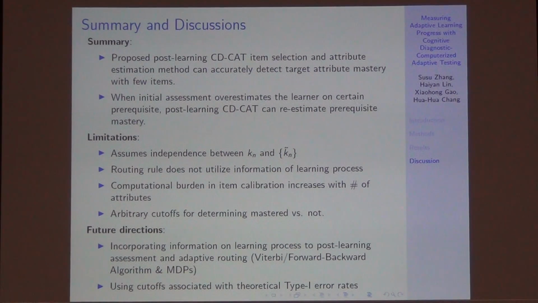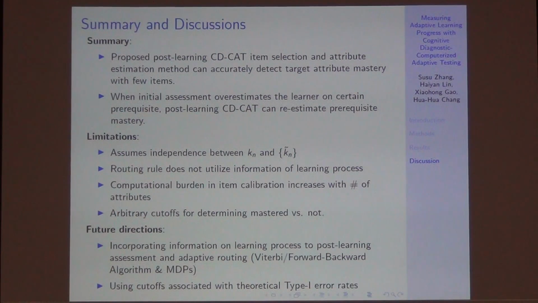And also, the routing rule that we used does not utilize the information from the learning model either, because we assume that we don't have information from this. And also, with the increase of the number of attributes, there might be computational burden in item calibration according to any kind of cognitive diagnosis model. So this is something that we want to solve if a certain curriculum contains, say, 20 or 30 attributes.